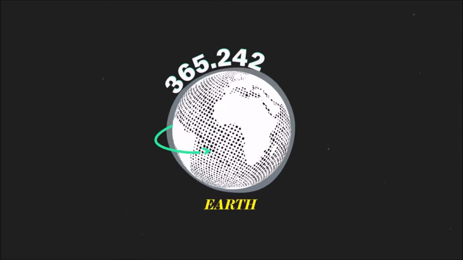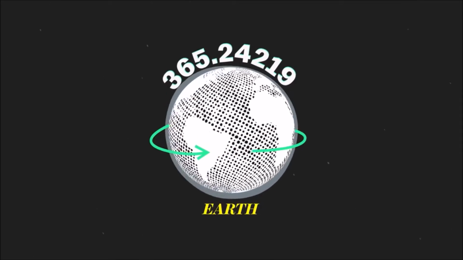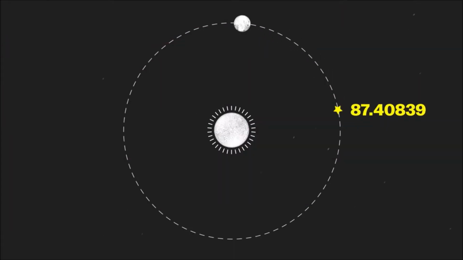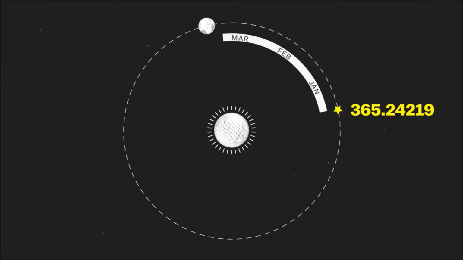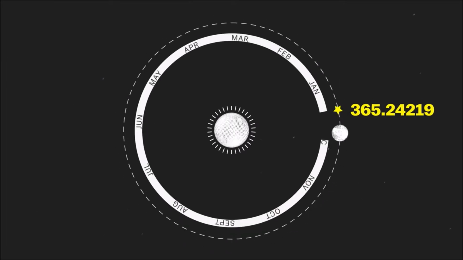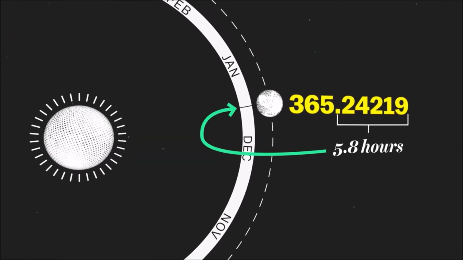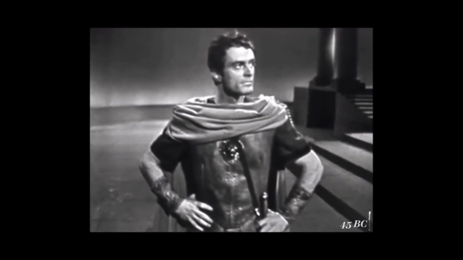To understand leap year, you have to know this one fact. Earth rotates 365.24219 times during one full orbit of the sun. That's right, a year is not 365 days. It's 365.24219 days. Which means our 365-day calendar is off by a quarter of a day, or about 6 hours, every year. It's pretty annoying. Julius Caesar thought so too.